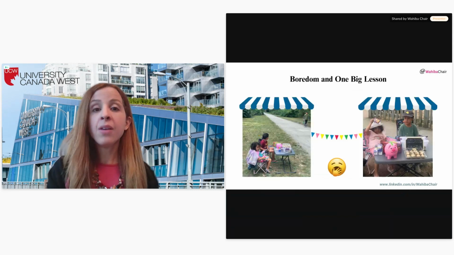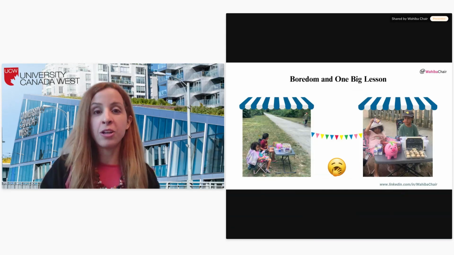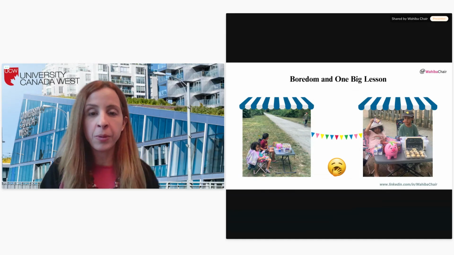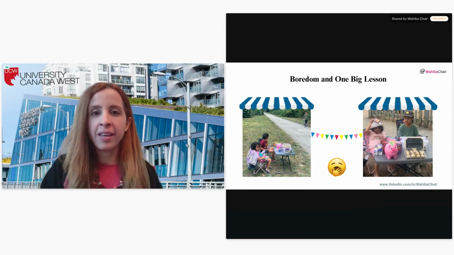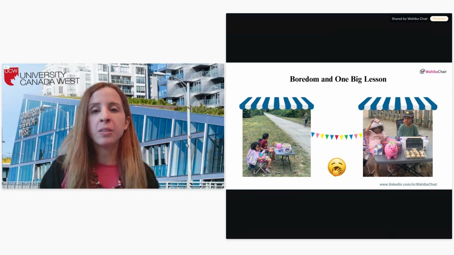Now, after all that excitement wore off, there was frustration, boredom, and lots of it. We soon realized it wasn't that easy to convert all these cute smiles into money in their piggy bank. I remember my son saying, "Mama, this is super hard. Can I just get some lemonade?" Which, by the way, we did. But ultimately, we encouraged them and they persisted.